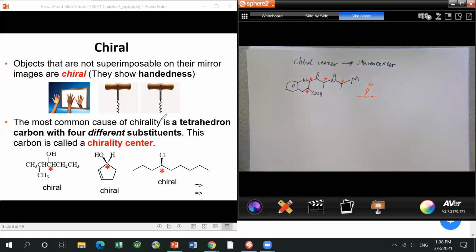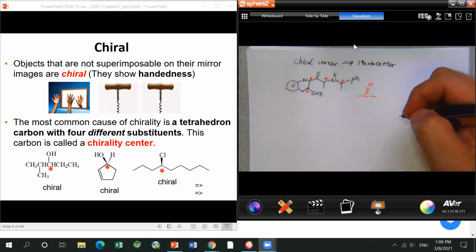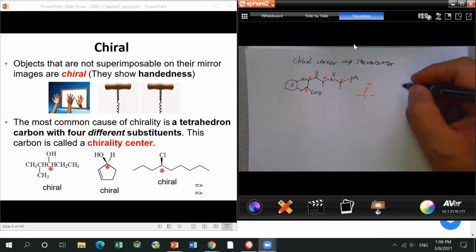Good. Make sure you know how to pick out the chiral carbon, and then I'll do one more molecule so you can practice when you go home. This was actually from last year's exam or quiz, I can't remember which.